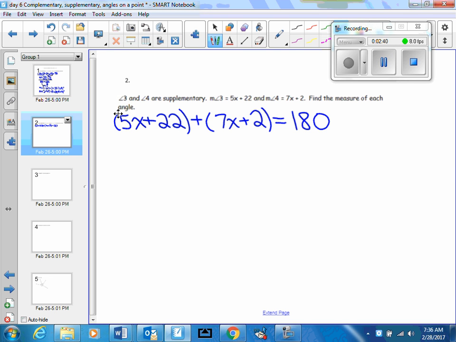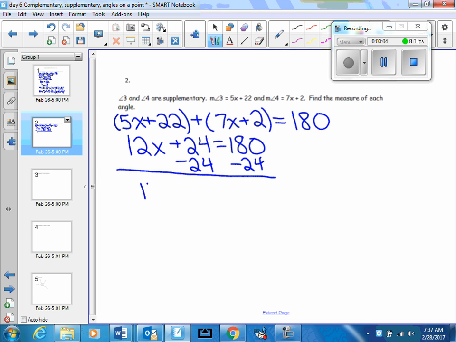So just like the last problem, now I have to combine like terms. 5x plus 7x becomes 12x. 22 plus 2 becomes plus 24 equals 180. Now I'm ready to start doing inverses. My first inverse would be to subtract 24 from both sides. So I get 12x equals 156. I divide by 12, and now x is 13.